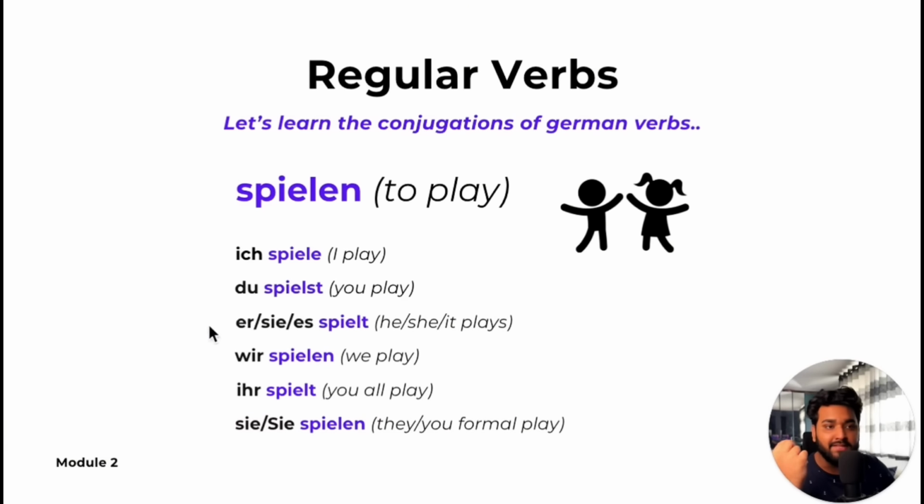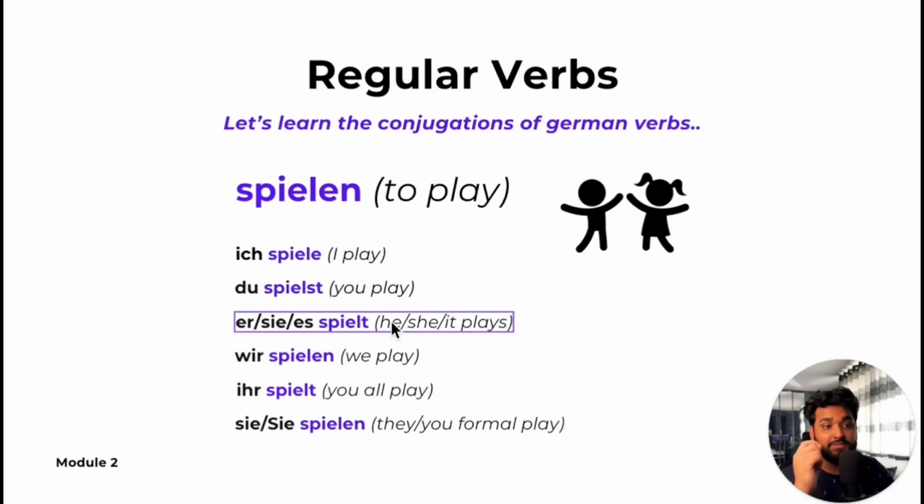Okay, let me explain. Spielen is the main form of the verb and then you change it according to the subject. For example, ich is I, so I play will be ich spiele. And for you, du, it will be du spielst. You play. The English one is the same: I play, you play. But in German, ich spiele and du spielst. For es, he, she or it, spielt.